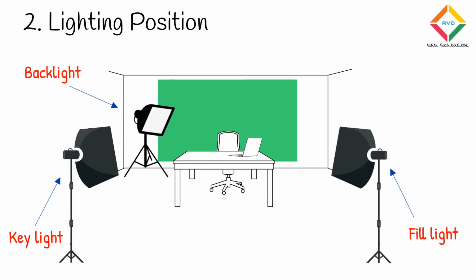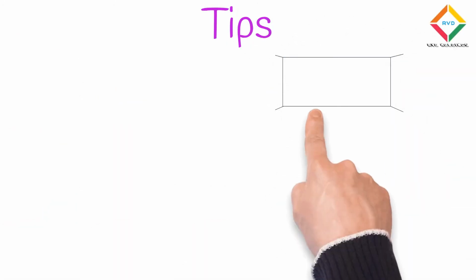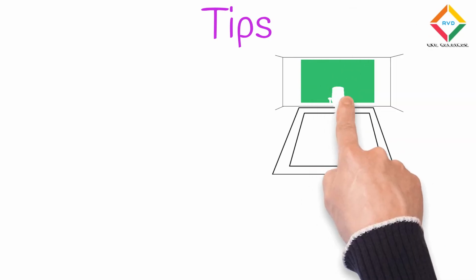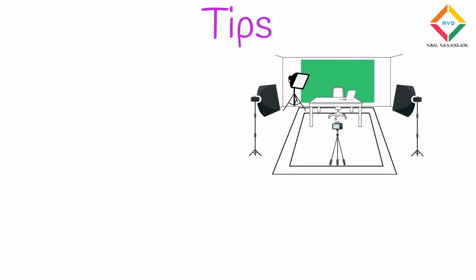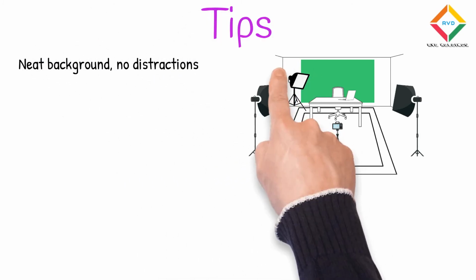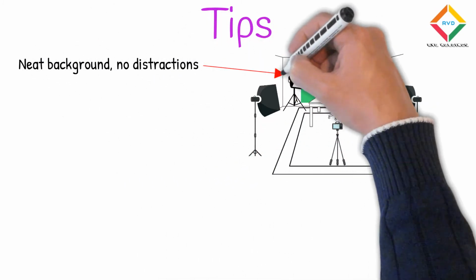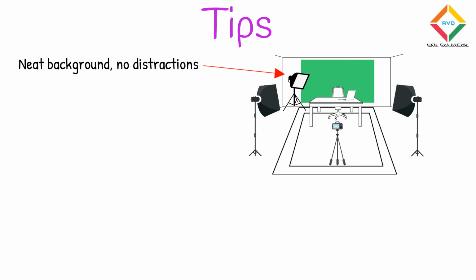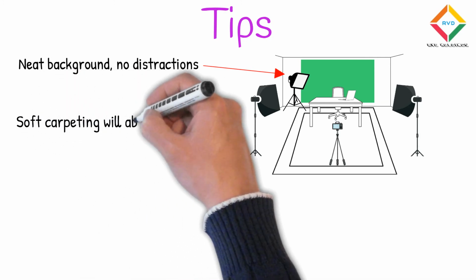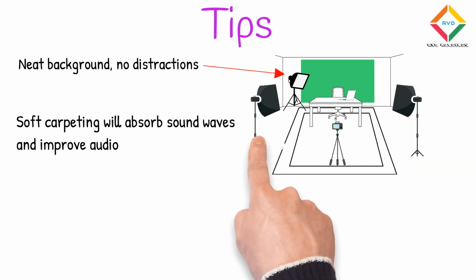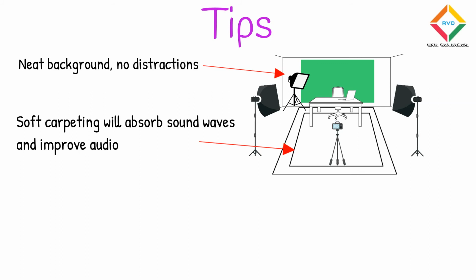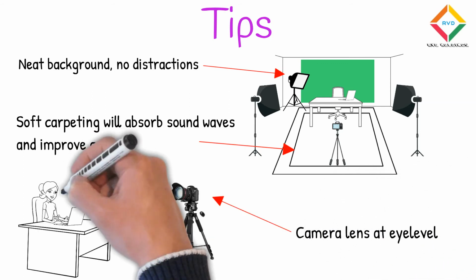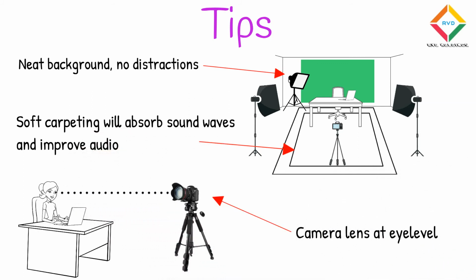Okay, let's see some tips. First, make your solid background. And then, your desk with your computer. Remember, your background has to be neat, without any distracting elements on it. And make sure that you are using soft carpets, because soft carpeting will absorb sound waves and improve audio. And the next important tip is to make sure your camera lens is at your eye level. This will make your video more perfect.